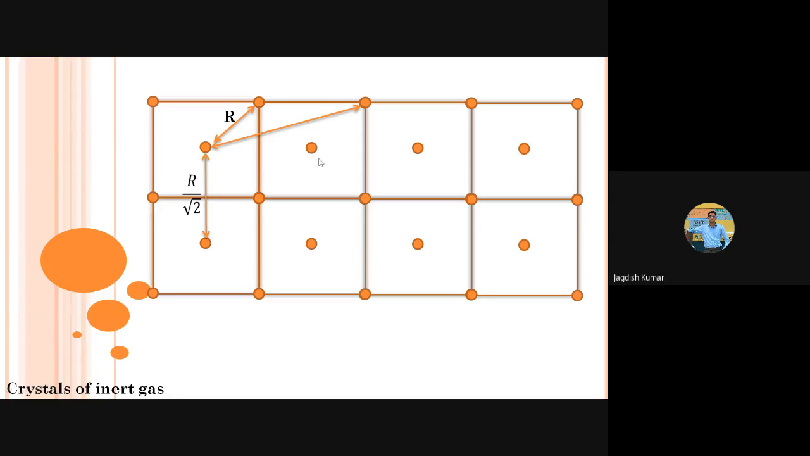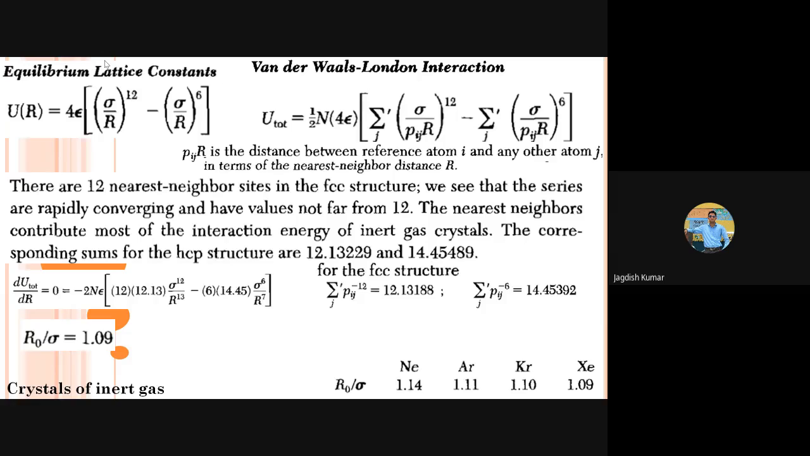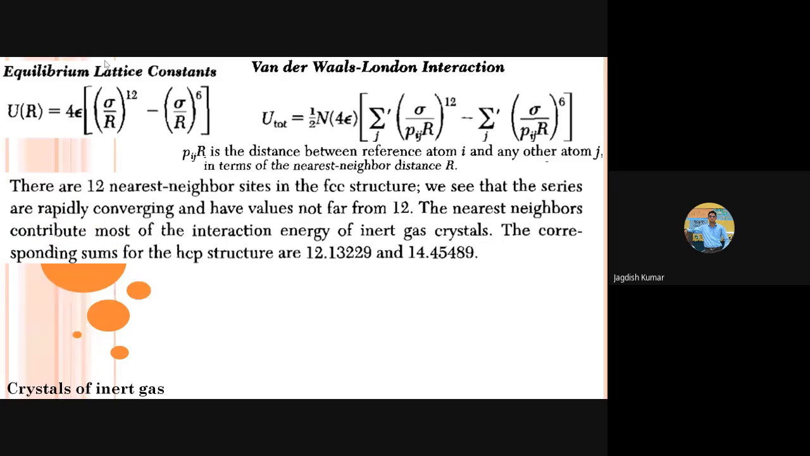How many next nearest neighbors are there? 1, 2, 3, 4. Again, I think they are going to be 12 in number. You can check this. They will be 12 in number or so. But then this term will contribute very less. Why will this term contribute less? Because you will have sigma over root 2r raised to the power 12.